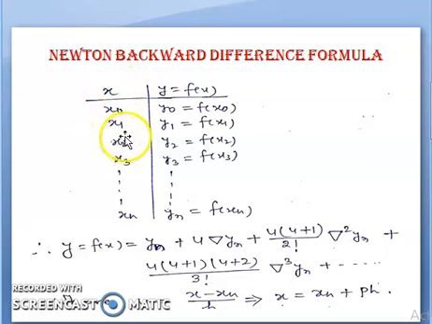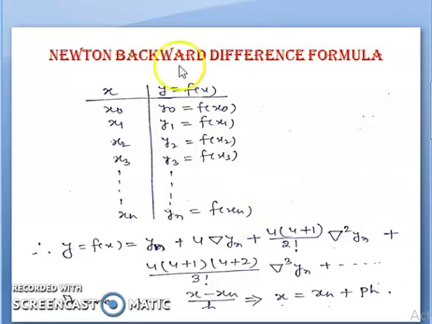See, these are the x values, x0 to xn, and these are the y equal to f(x) values, that is y0 equal to f(x0), meaning on substituting the value of x0 in the given function y equal to f(x), we get y0 equal to f(x0). For x1, we get y1 equal to f(x1). On substituting the value of x2, we get y2 equal to f(x2), x3 gives y3 equal to f(x3), and so on, up to yn equal to f(xn).